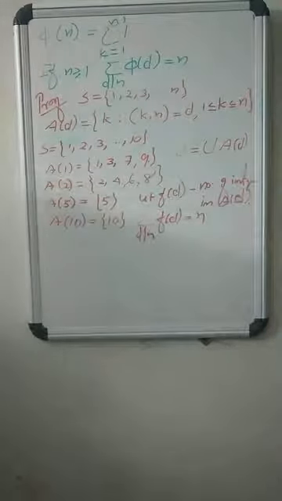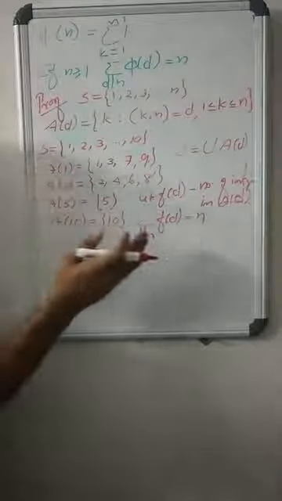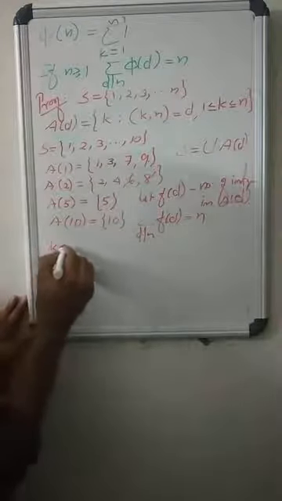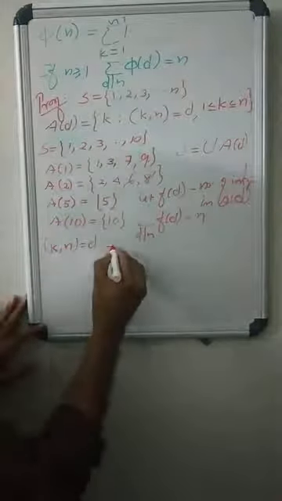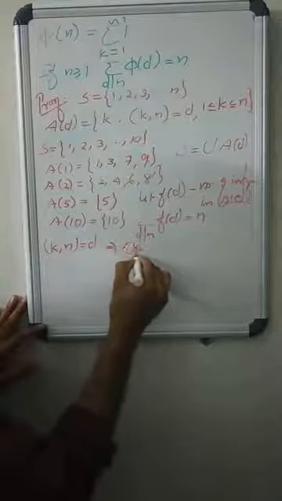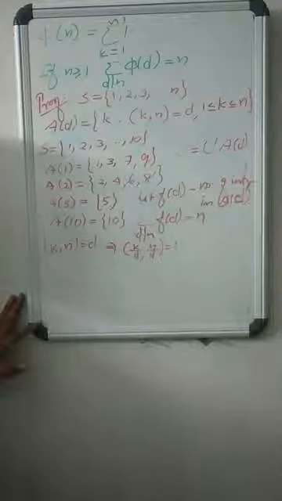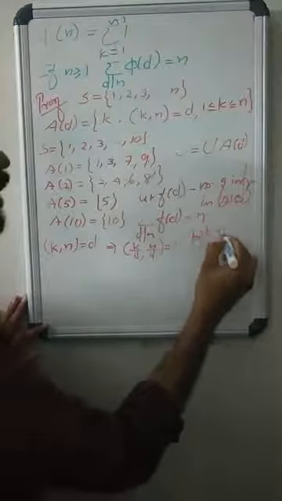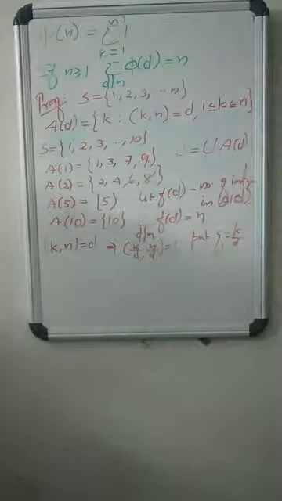Let F of D denote the number of integers in A of D. Then from this example, it is clear that sigma over D dividing n of F of D equals n. But what is GCD of K and n? It is given GCD of K and n equals D. That means GCD of K by D and n by D is 1. K by D and n by D are relatively prime. Put Q equals K by D.